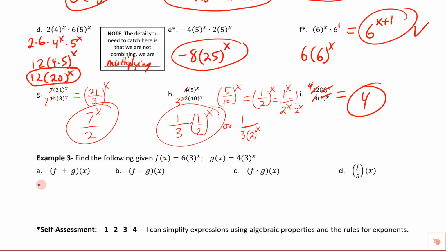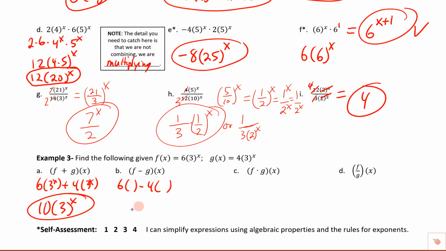So this is just going to be 6 times 3 to the x plus 4 times 3 to the x. And then I end up with 10 times 3 to the x, and you'll notice that sometimes I write it on the inside and sometimes on the outside. Subtracting is going to be the same thing, but with a different operation. So we're going to have 6 of these minus 4 of these, so that's going to be 2 of whatever that is, so that's 2 times 3 to the x. So there's our answer there.